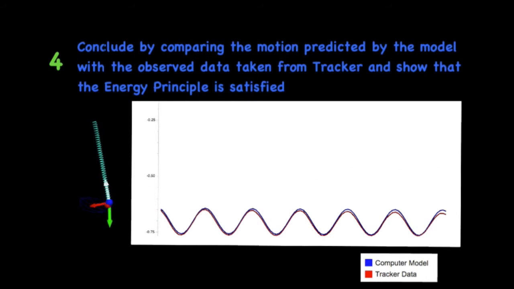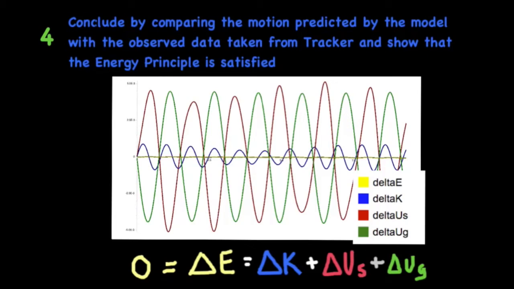Running our program and looking at part of the output, the graph shows in blue the motion predicted by our computer model. The red line shows the observed data from Tracker. The model does a pretty good job of predicting the motion. The other part of the output is a graph of the energy changes. Delta E is the yellow line that runs along the x-axis, where the change in energy is constant and 0. The energy principle is satisfied.